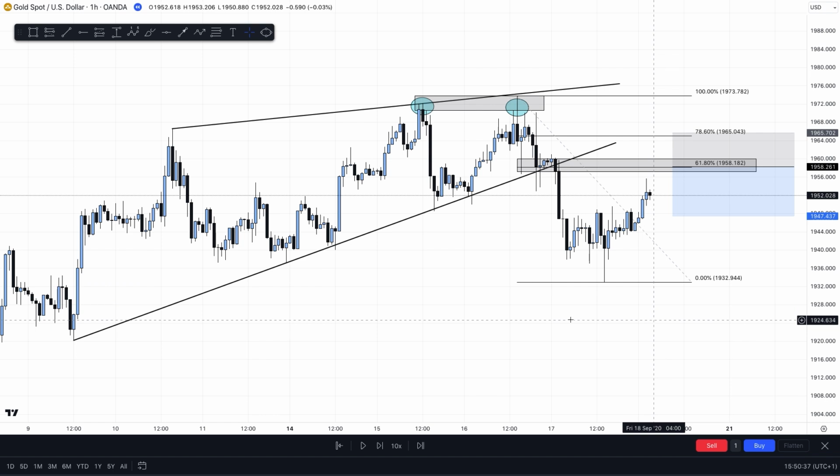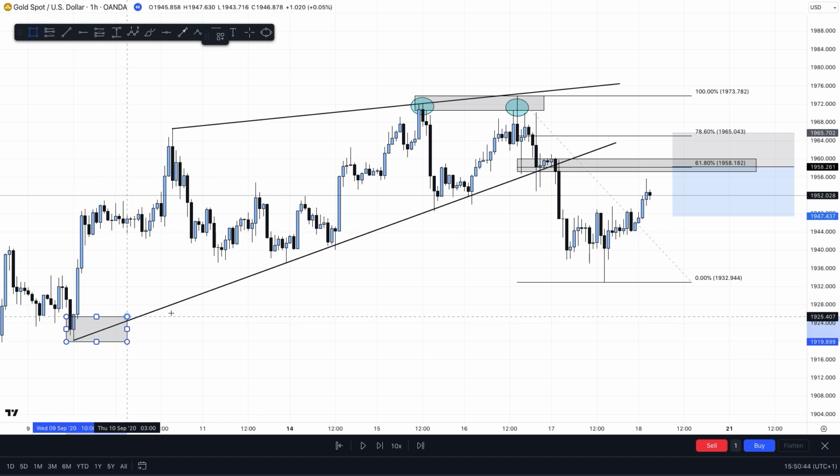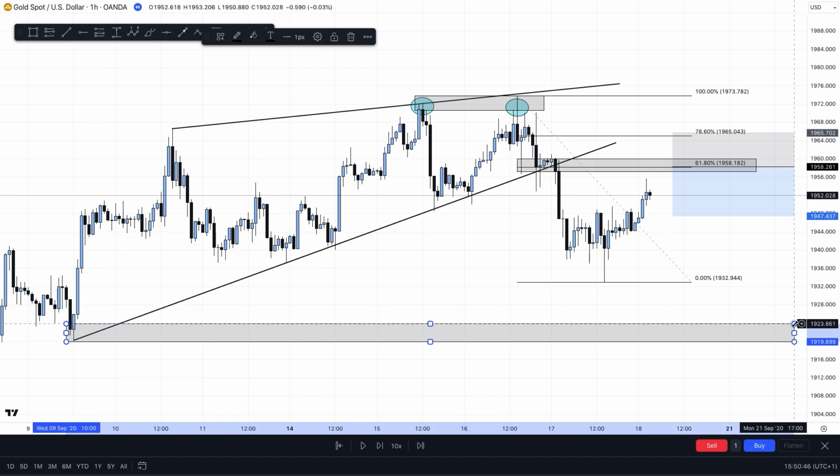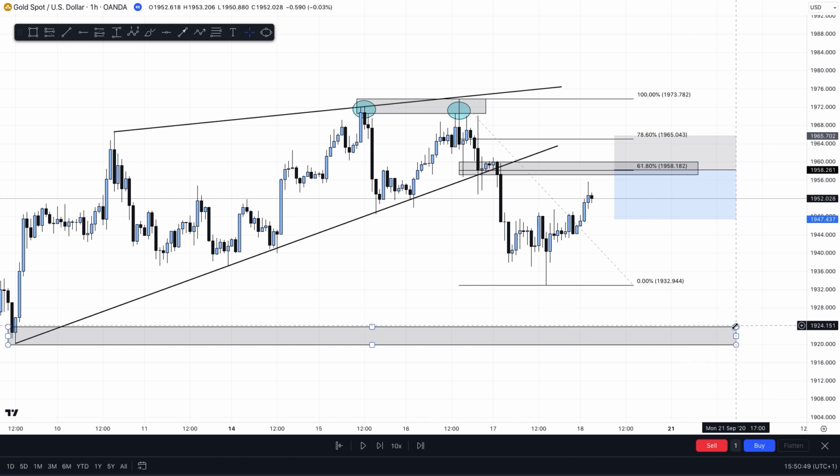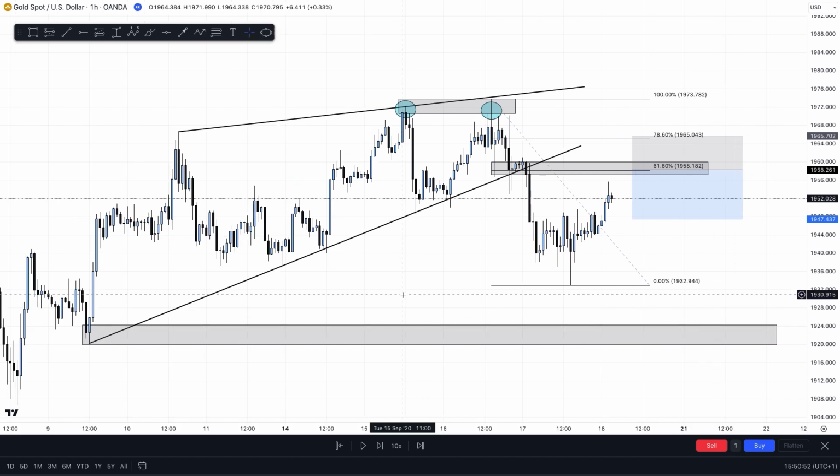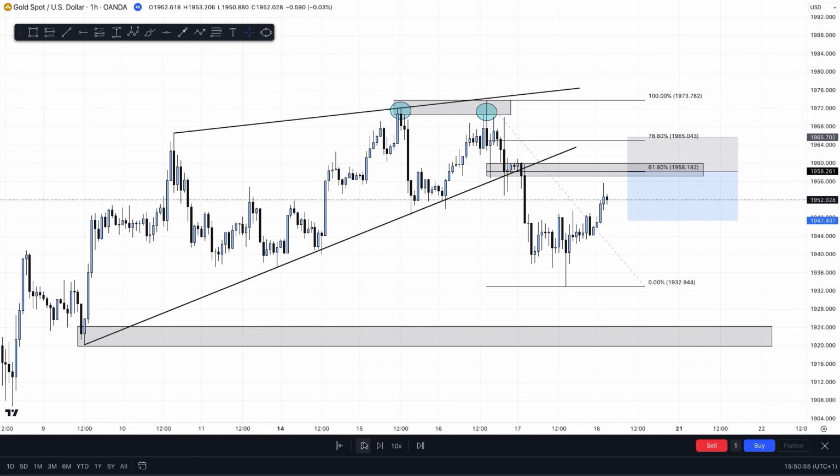And then where would we be targeting? Well, I always use the start of the rising wedge, okay? So the start of the rising wedge, which was down here, that is where I will be looking to target, okay? So let's play price out and see what happens.